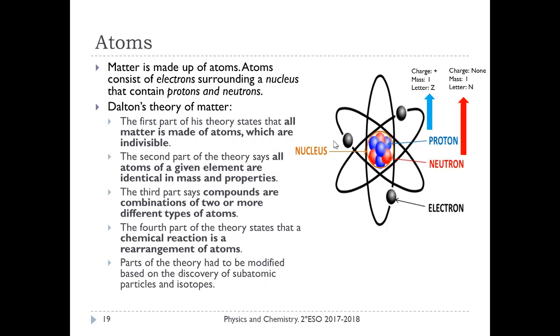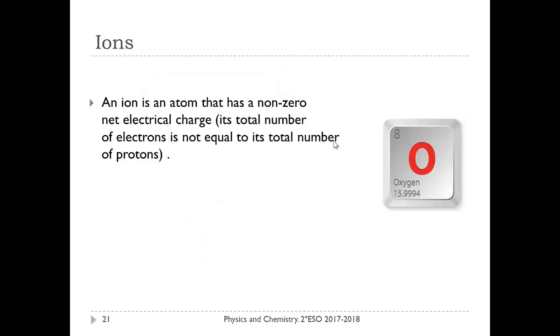Neutrons don't have charge. They're neutral, that's why they're called neutrons. They have a mass of 1, they just contribute to the mass, and they're expressed with the letter N. And electrons have a negative charge and almost no mass. It's very, very little, so we say that they have no mass, and they're expressed with the letter E.